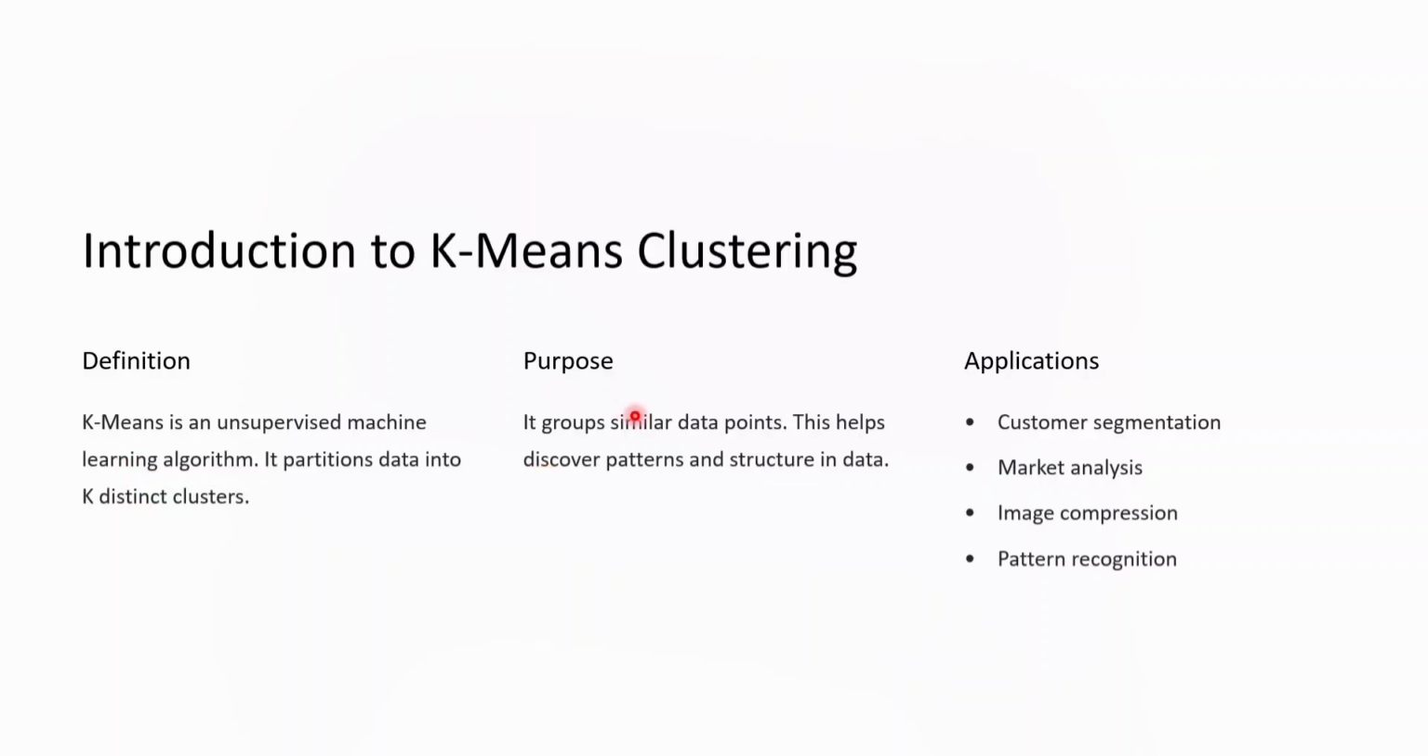Next is the purpose of K-means clustering. The main goal of K-means is to find patterns in your data without labels. By grouping similar data points, K-means helps us understand the underlying structure of a data set. This is useful in many real-life situations where we don't know the categories beforehand.